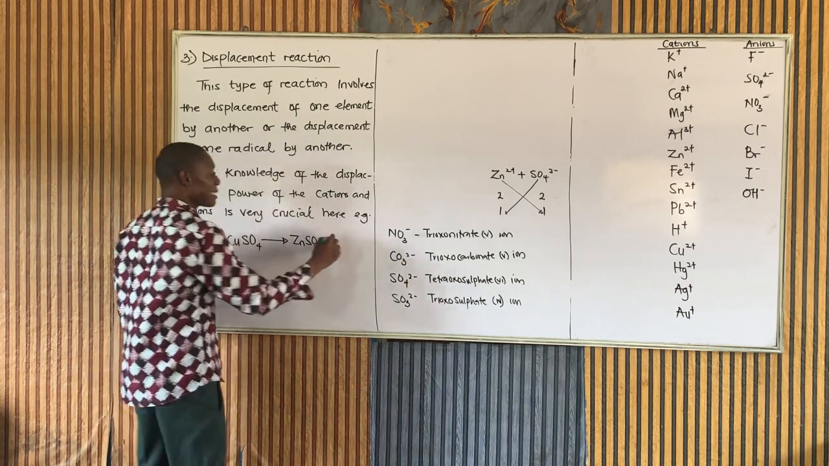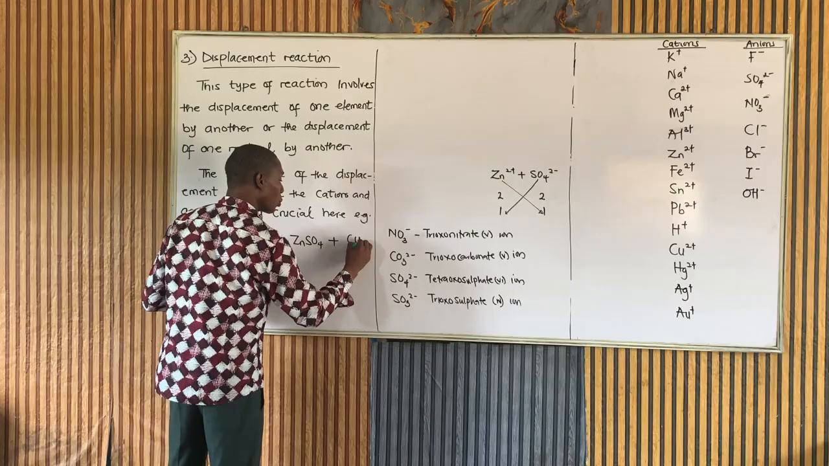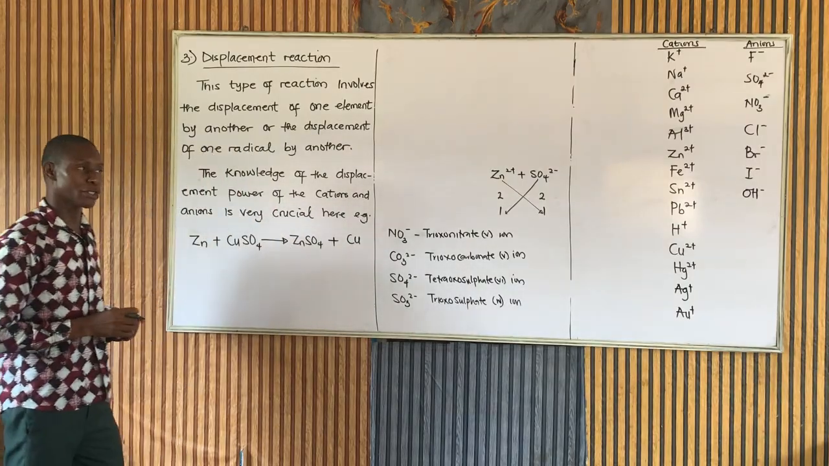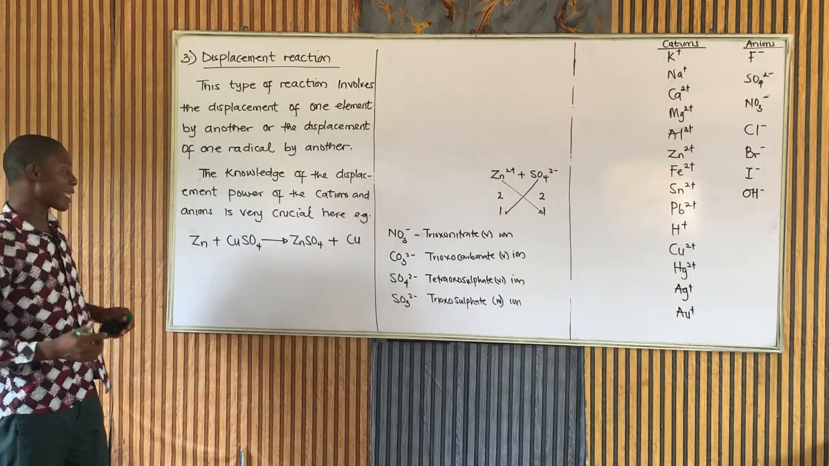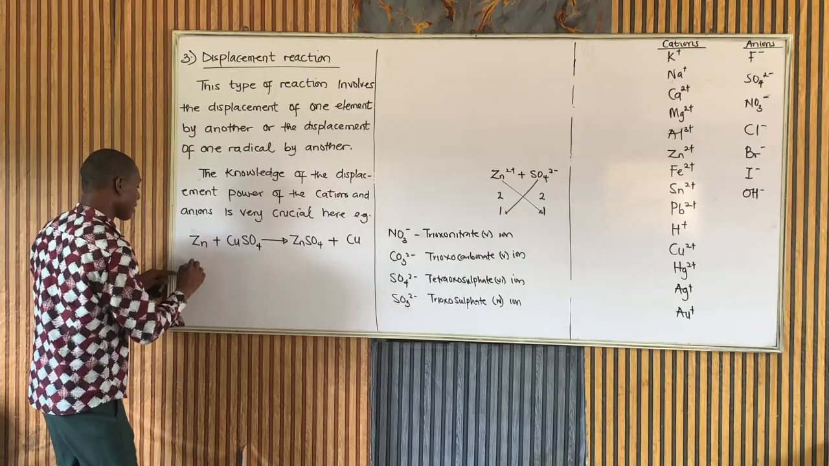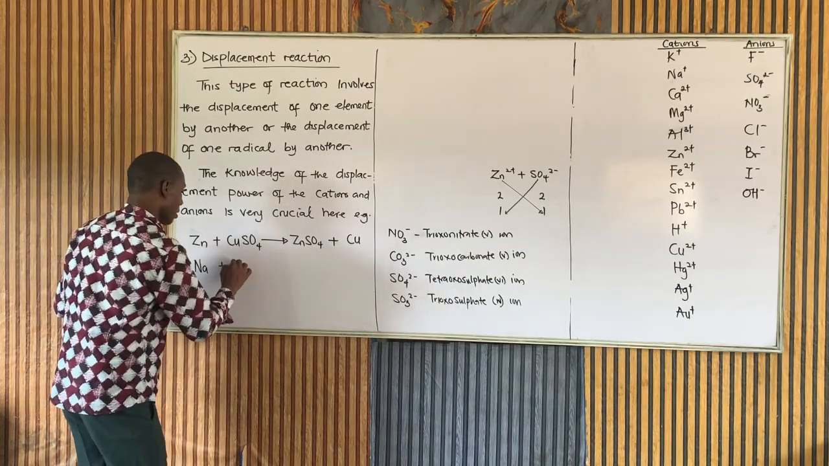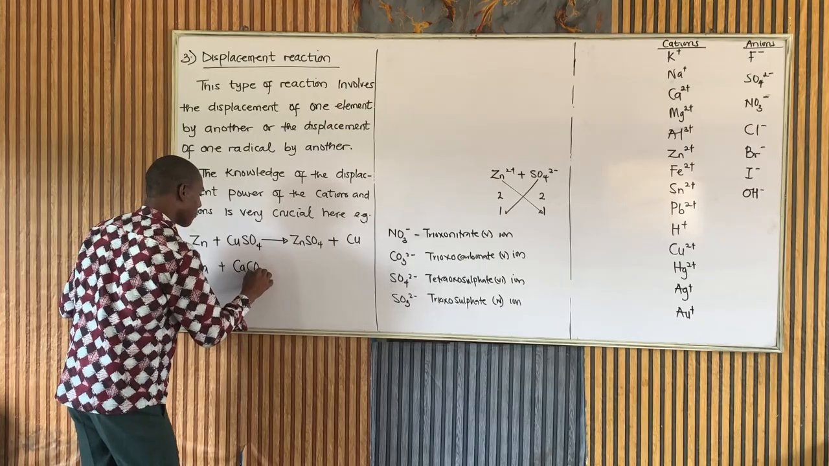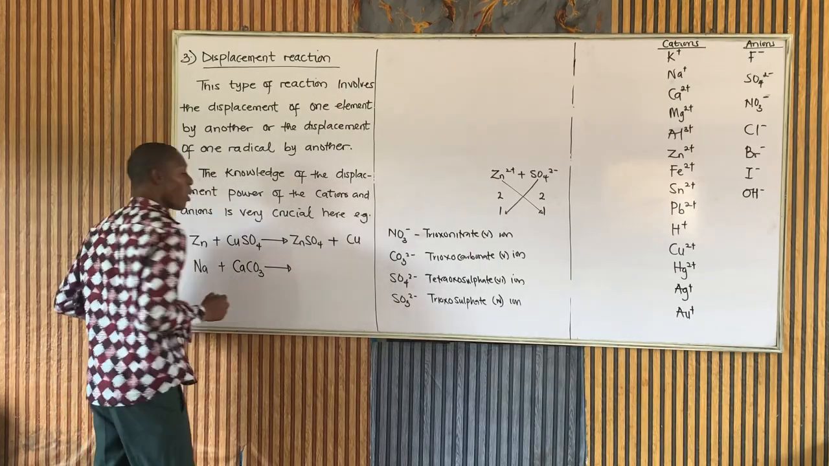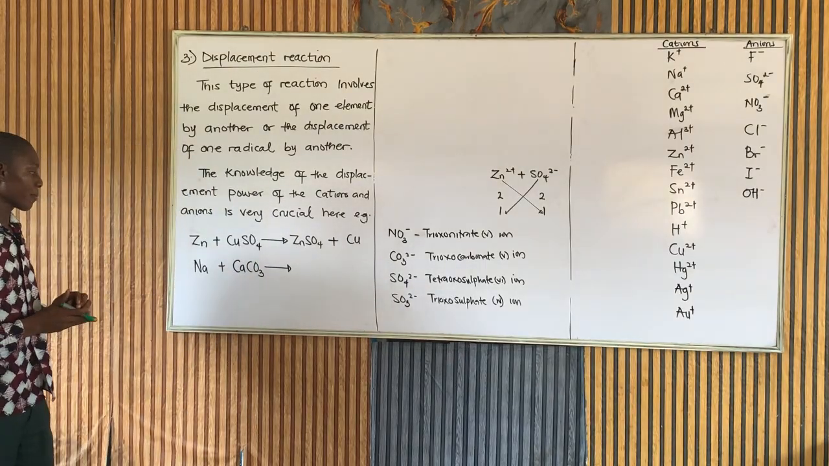And then copper will now stay displaced alone like this. So this is how the equation should be. Let's take another illustration again. Let's say we have sodium plus calcium trioxocarbonate(IV), for instance. What then would happen in this equation?